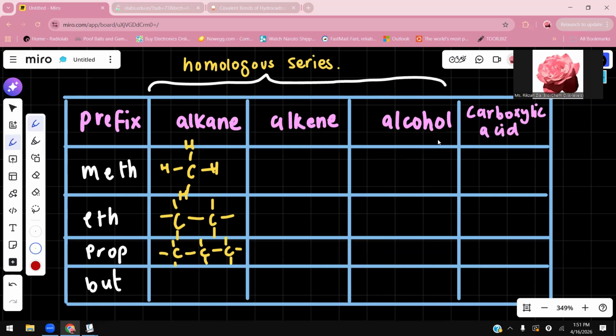Alkenes, hydrocarbons that have a double bond somewhere. Now, meth or methane only contains one carbon. So we don't have anything that's called methene. There we go. It's only one carbon. We do have ethene though. Carbon to carbon double bond. And then you just add in hydrogens.